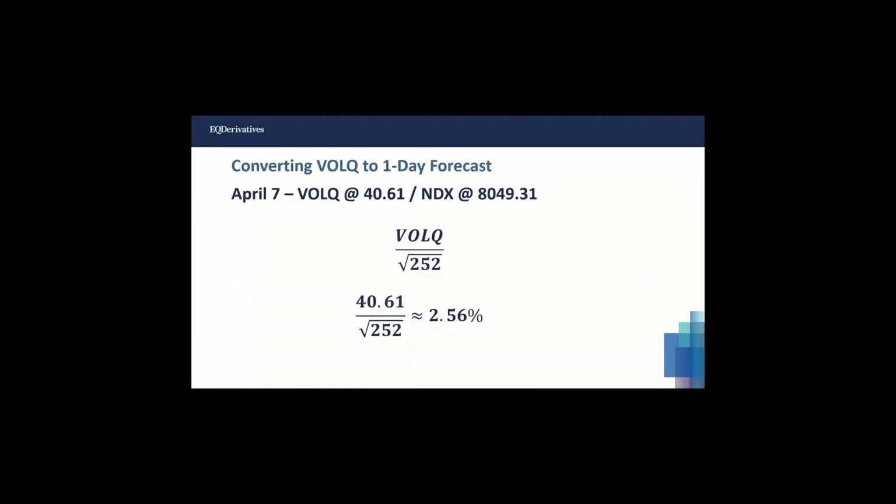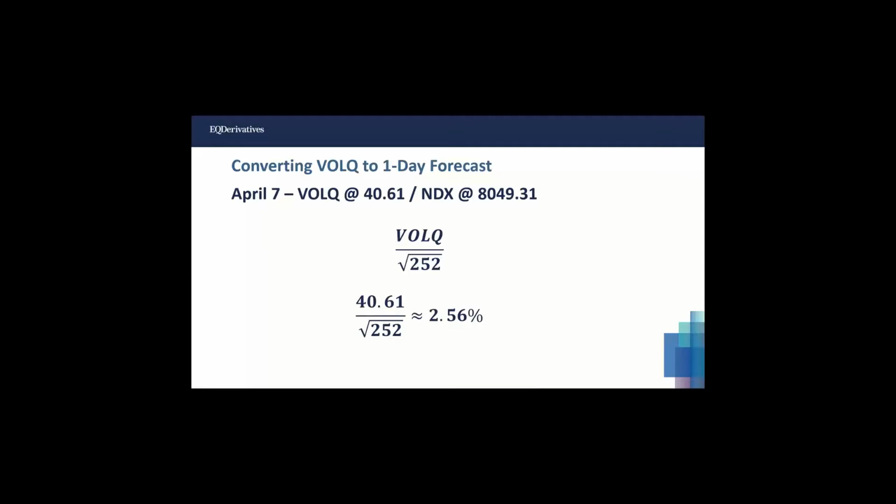So shifting over to doing a little math here, I just used the trading example from April 7th, when vol Q was at a little bit elevated level. If you took vol Q at 40.61, and this is on the close of Tuesday, April 7th, and the Nasdaq NDX at 80.49, man, we've come a long way since April 7th.